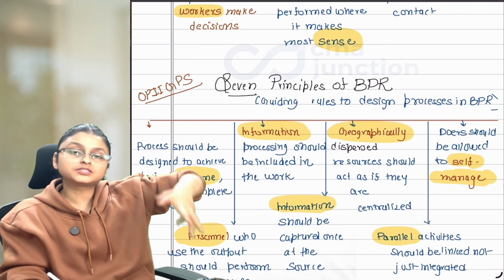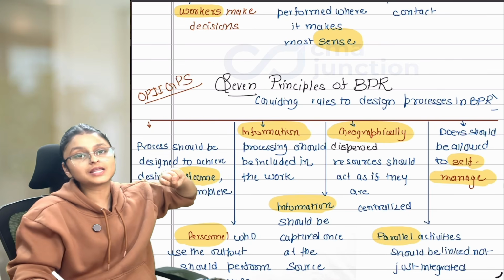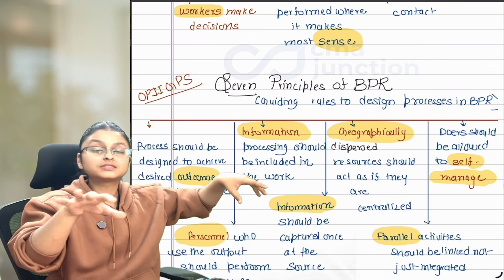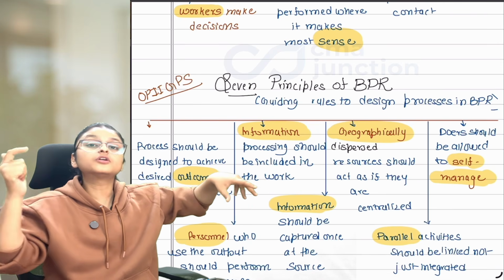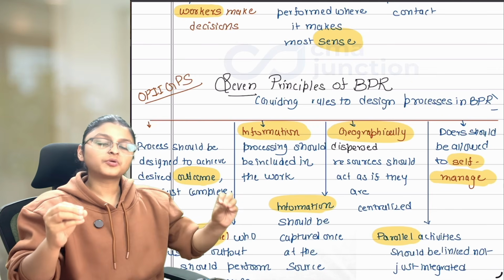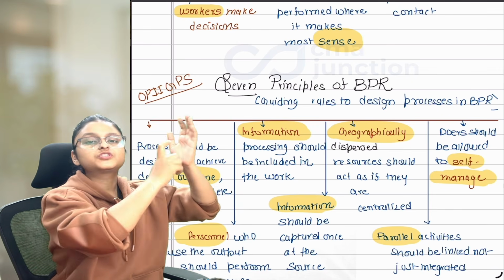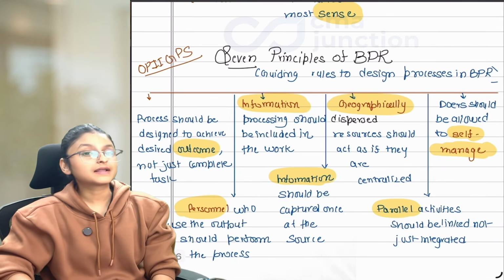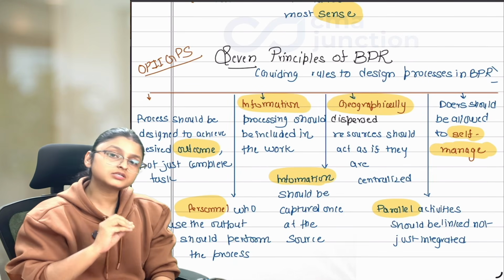G, geographically dispersed resources should act as centralized. Like different organizations work in different cities or different countries, right? But how are they connected together? With the help of information or the databases which are maintained in a centralized manner. Next is P, parallel activities should be linked, not just integrated.